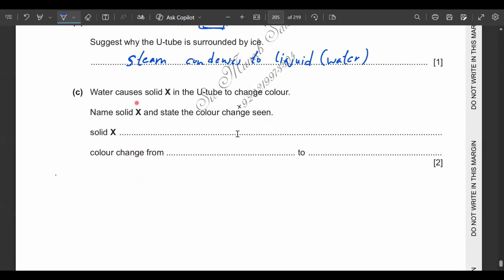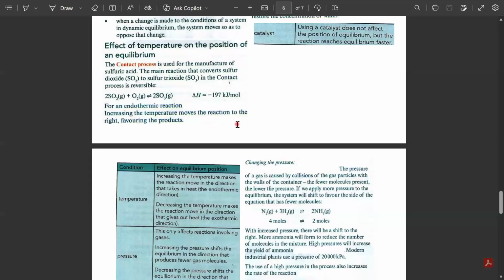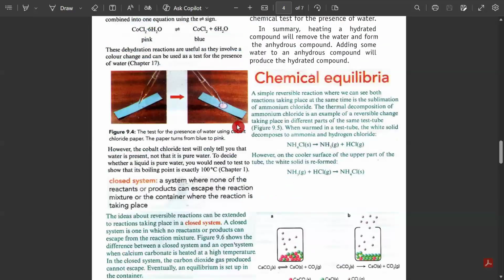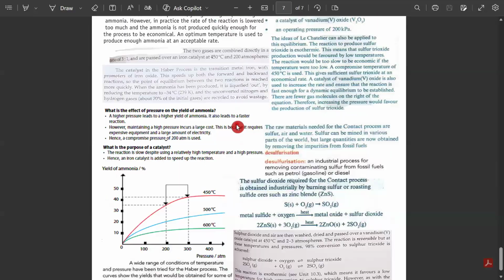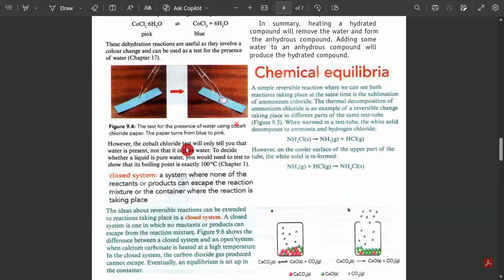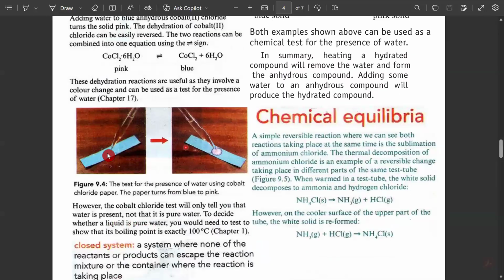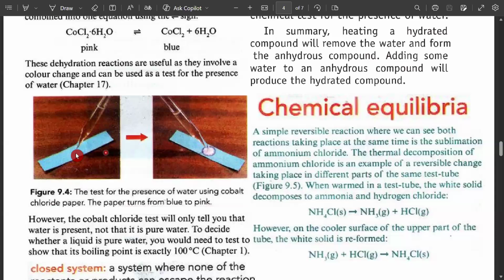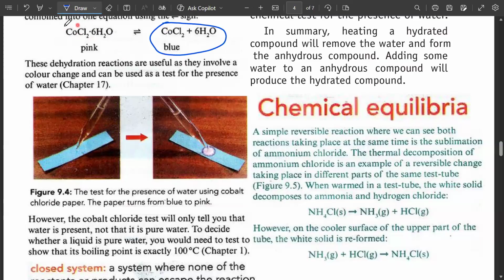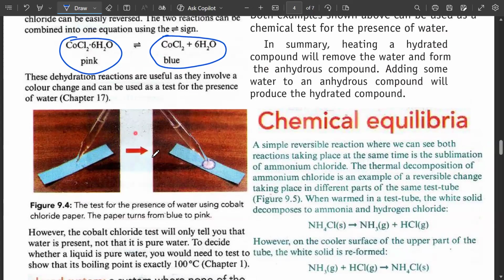So if I take you to my notes, we studied in this chapter of equilibria, where the cobalt chloride paper was used. This cobalt chloride paper is basically a blue color, and actually it's blue color in the anhydrous form. So anhydrous form of cobalt chloride is blue, and the hydrated form is pink in color. So this is one solid that can be used here.